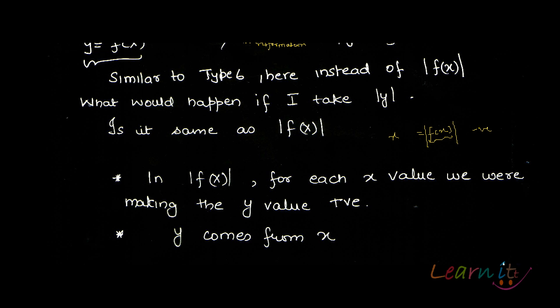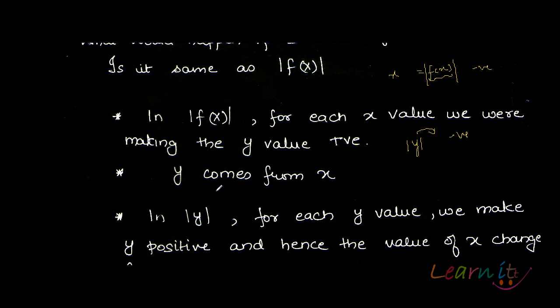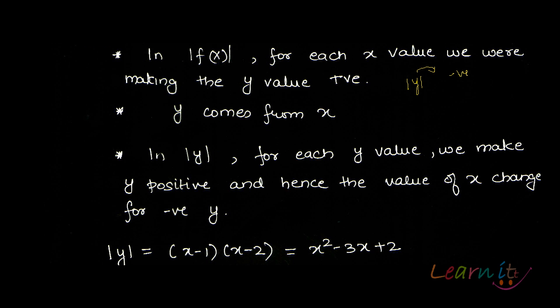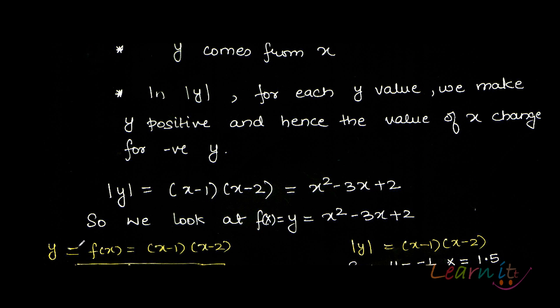Here what I'm trying to say is that in this transformation, whatever y you have, you might get a negative y, but you are making it positive, and hence your x's will be different this time. So the roots of the equation might just change. For each y value that we make positive, the x value will change.